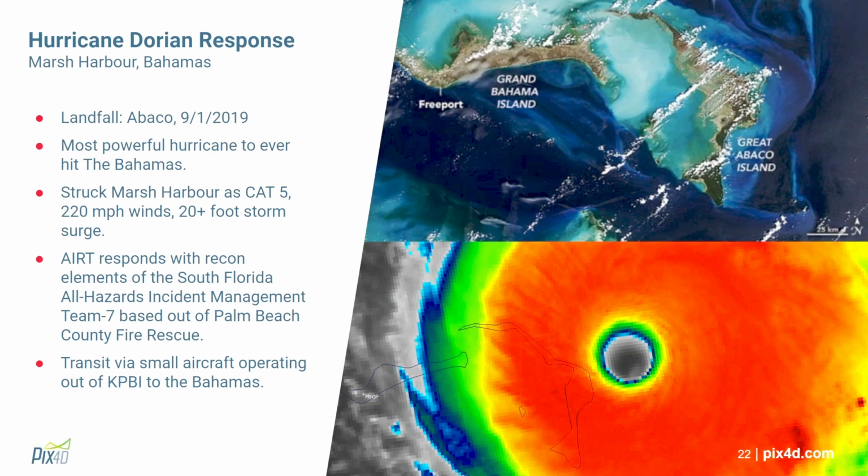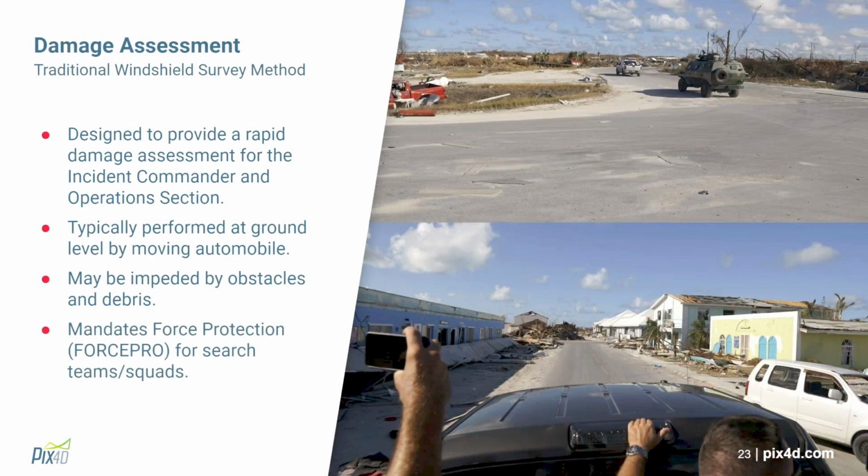AIRT responded with recon elements of the South Florida All Hazards Incident Management Team. We were based out of Palm Beach International Airport using small aircraft to travel in each day. We started by going to Nassau, coordinating with the Bahamian government, getting our flight control numbers from NEMA, the National Emergency Management Agency, then proceeded to Freeport, and finally on day 2 worked our way over to Marsh Harbor.